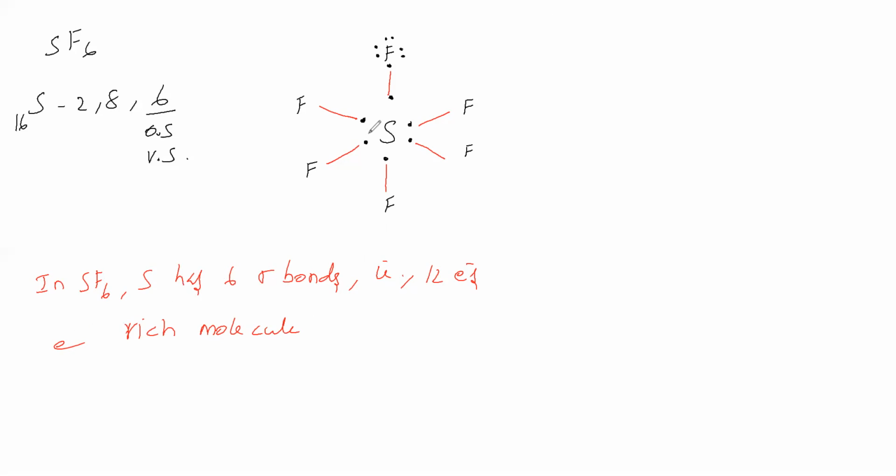In this SF6, we'll see how these fluorine atoms and the sulfur will be arranged. Here is the first fluorine, the second fluorine, the third fluorine, the fourth fluorine. How it is arranged is like this.